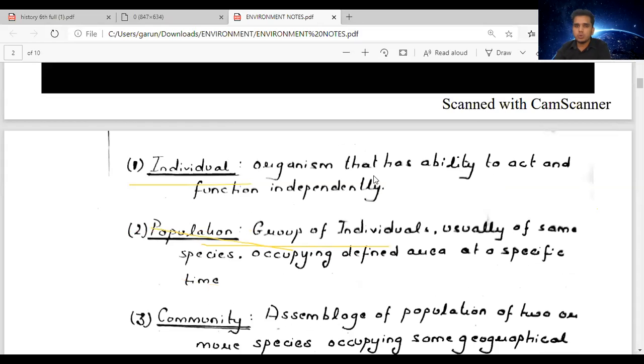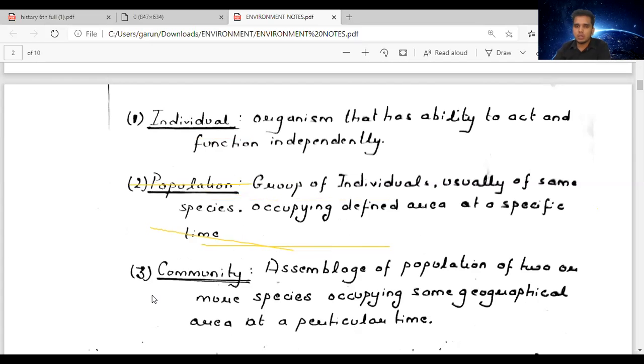So who are individuals? Organisms that have the ability to act and function independently, just like human beings. We are human beings and we are individuals also. So our group will be called a population. A group of individuals, usually of the same species, occupying a defined area at a specific time. So tigers, lions, and all the animals also have particular populations. So their population census is also being done.